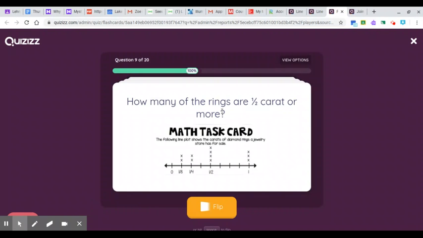How many of the rings are 1/2 carat or more? When it says something like that, it says 1/2 or more. Make sure you also include 1/2. So you would add up this plus this.